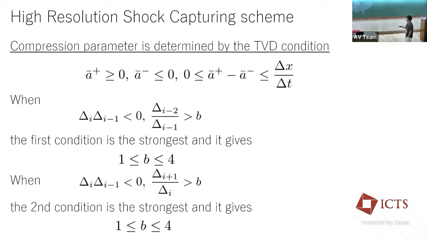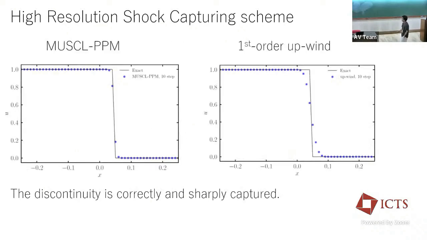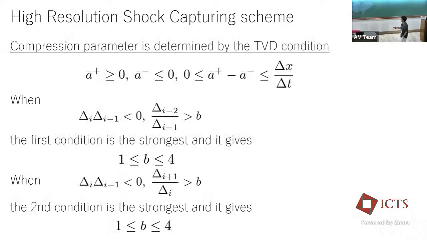So now we know the range of B to satisfy the total variation diminishing condition via Harten's theorem. So now we know which value we should choose for B. But there is a freedom between 1 and 4, and which value is appropriate for your problem, we have to do a numerical experiment by changing B.